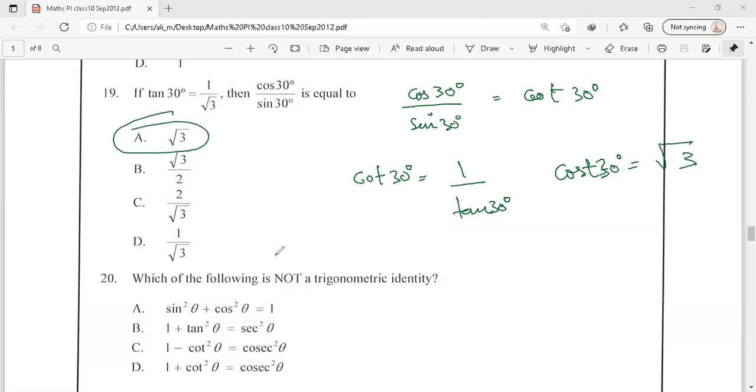We have to identify which of the following is not a trigonometric identity. Cos square plus sine square equals 1. This is a trigonometric identity. 1 plus tan square is sec square. This is a trigonometric identity. Similarly, 1 plus cot square equals cosec square is a trigonometric identity. So option C is the right answer. That is not a trigonometric identity.